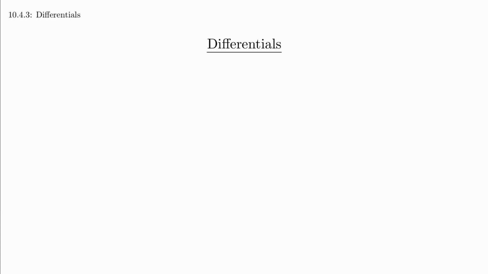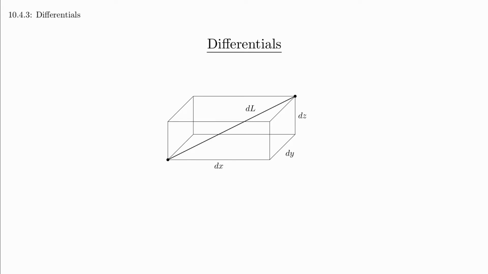We used differential notation briefly when we were working with arc length. This is when we used dx, dy, and dz to represent a little bit of movement in the x, y, and z directions, and then used dl to represent a little bit of arc length. This differential notation has some other applications that we're going to look at here.